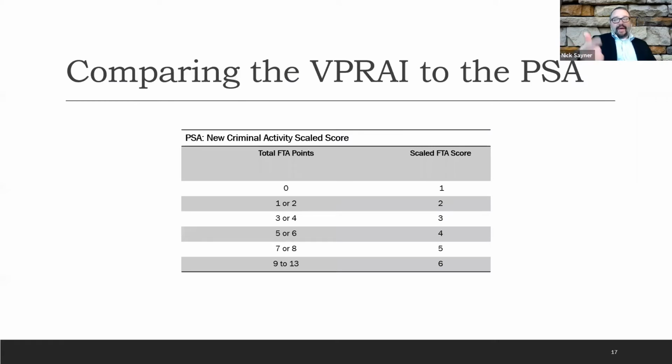This again was 13 points. I thought it was 13 or 15. I knew it was one of those. So again, this is another slide highlighting the difference between the scaled score and the actual, and this should be new criminal activity, not scale total FTA points. Sorry, didn't catch that. So it should be new criminal activity versus new scaled new criminal activity score.